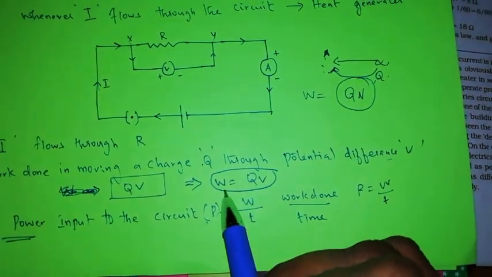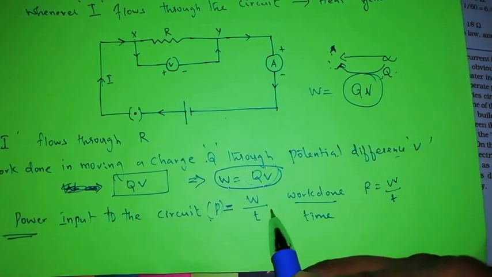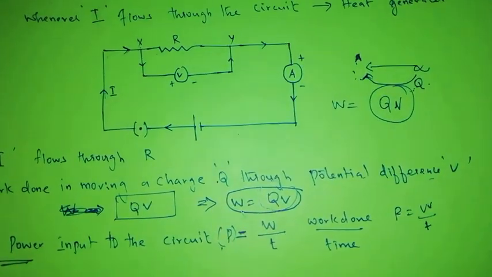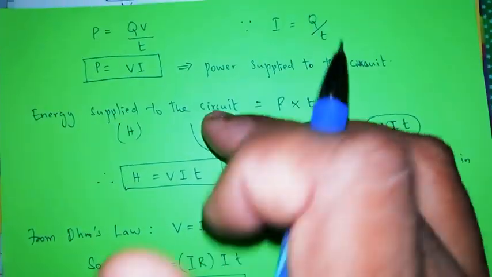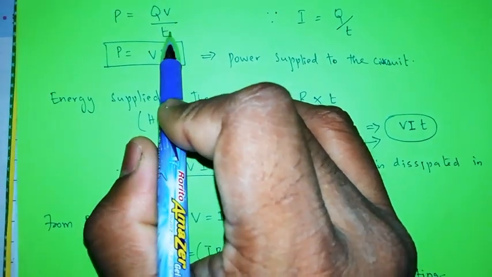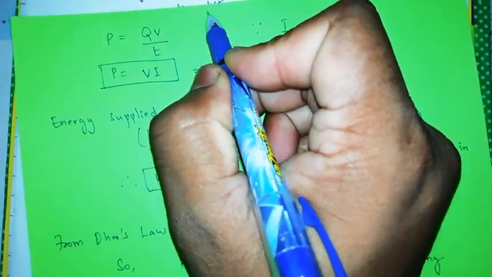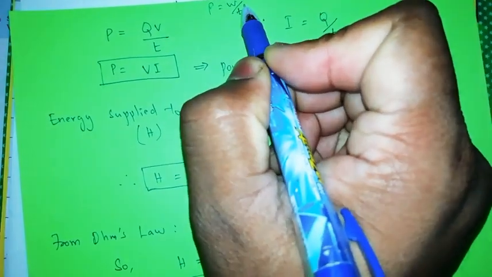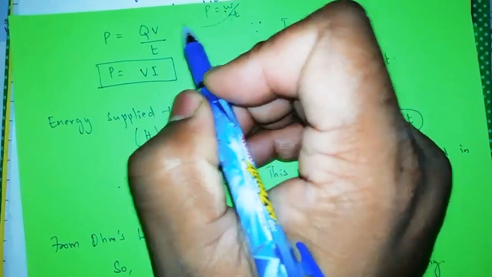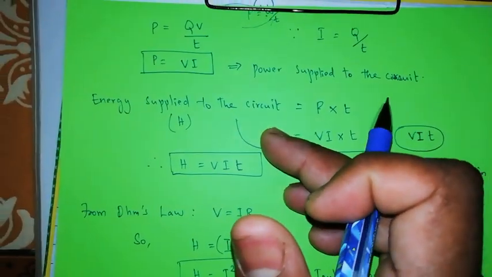So we know W now. Substitute this W in the equation P is equal to W by T. What will we get? We'll get P is equal to QV by T, right? P is equal to W by T was given, and we are substituting QV for W. So it comes QV by T, right?